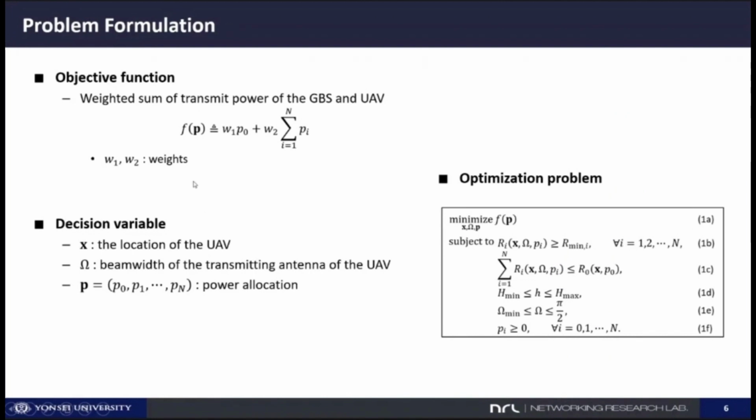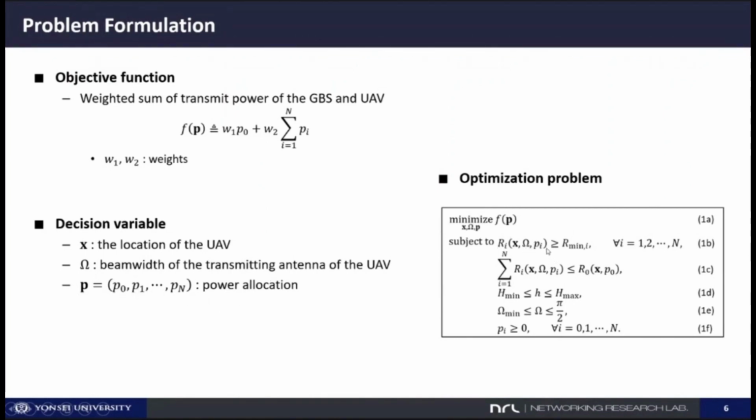Based on the system model, we formulated the optimization problem, and the objective of our optimization problem is the weighted sum of transmit power of the ground base station and UAV. Here, W1 and W2 represent weight. And in our optimization problem, we control 3 variables: the location X of the UAV, the beam width omega, and P represents the power allocation vector.